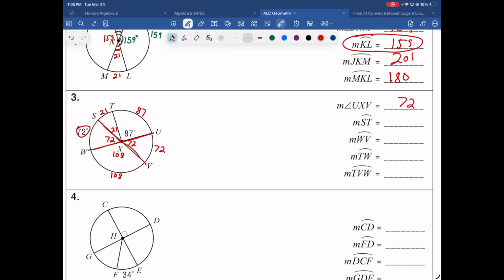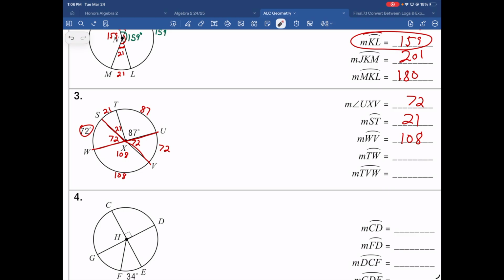Arc ST, 21. Nice job. Arc WV, 108. Very good. And again, if you're having trouble finding them, put it on W and find where V goes to. Now we've got TW. 93.